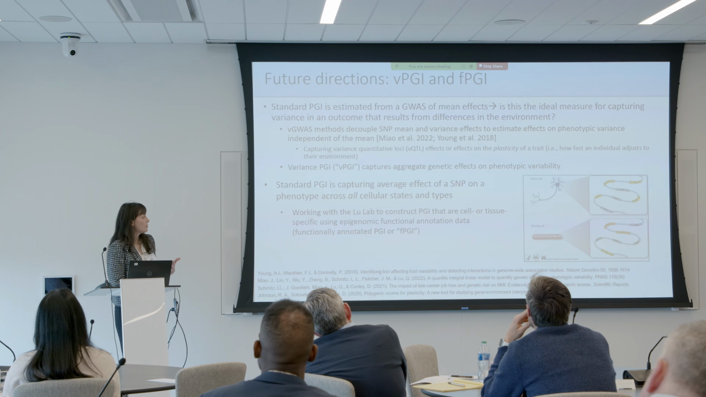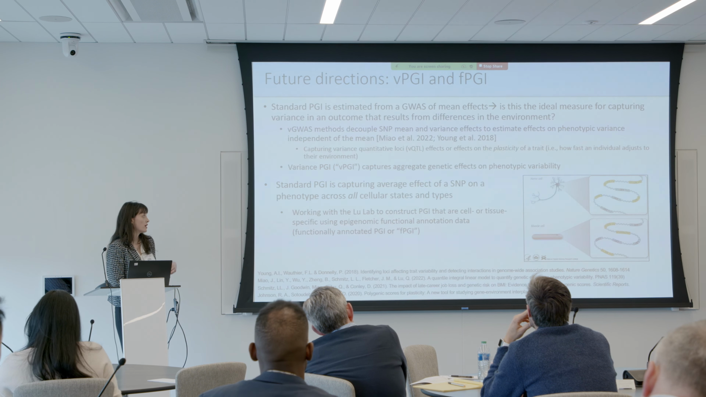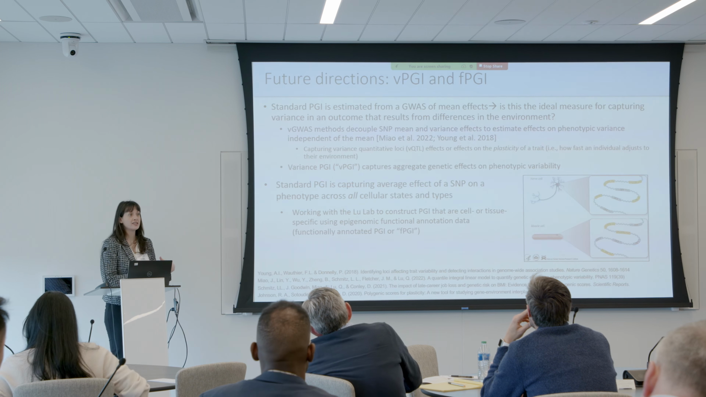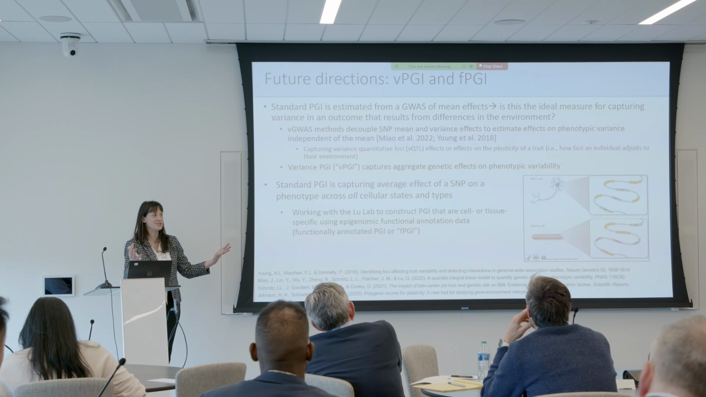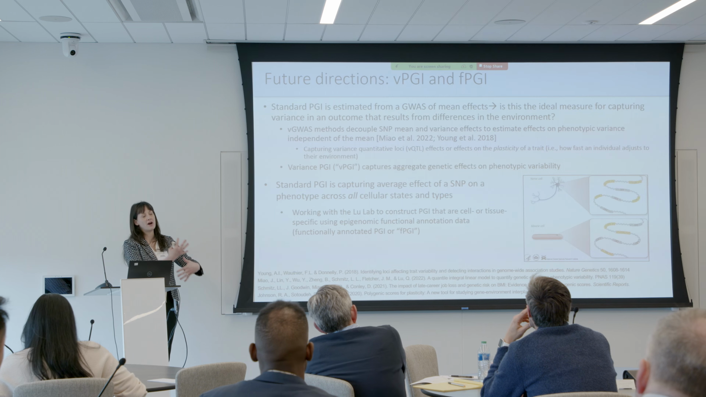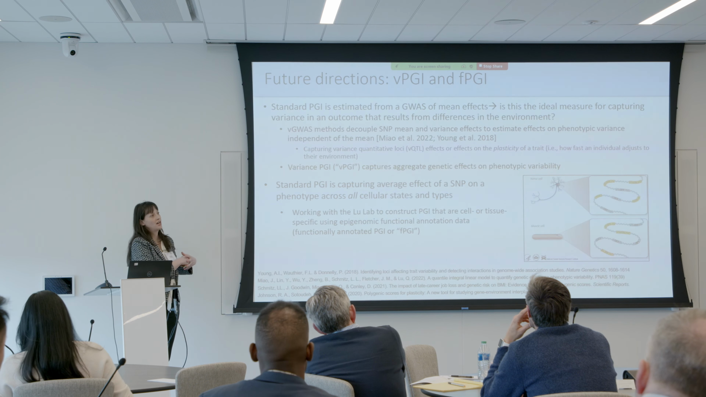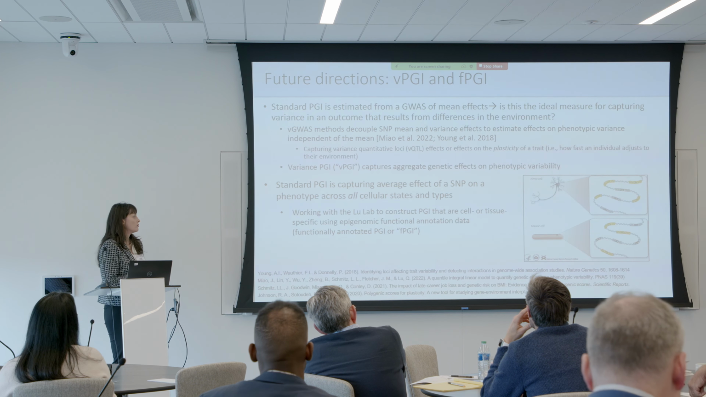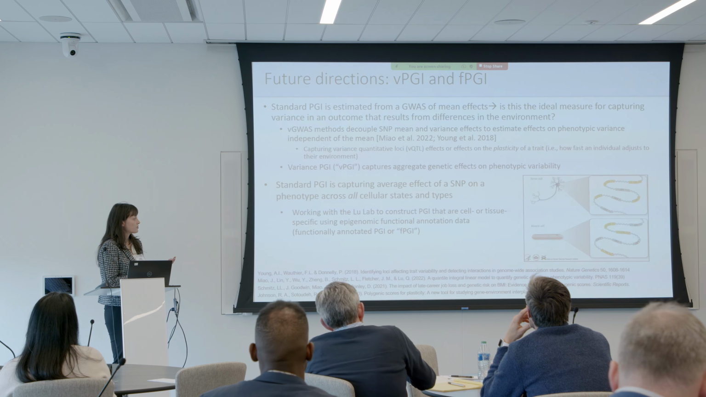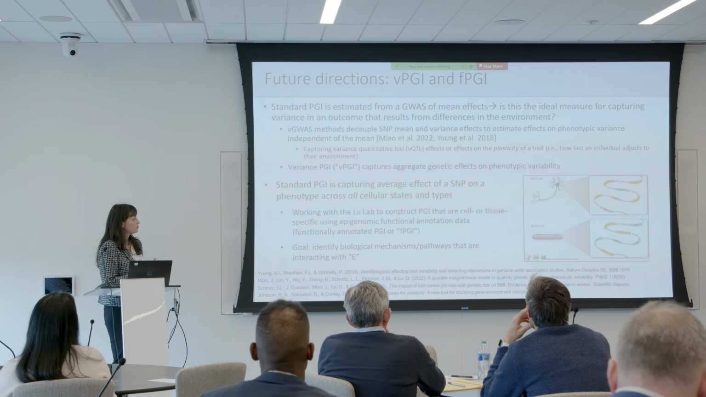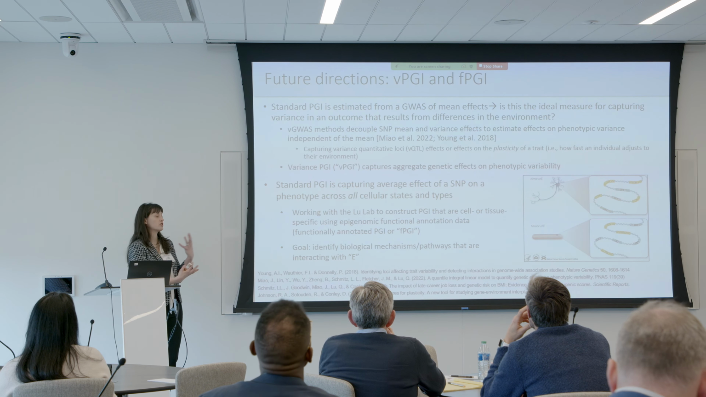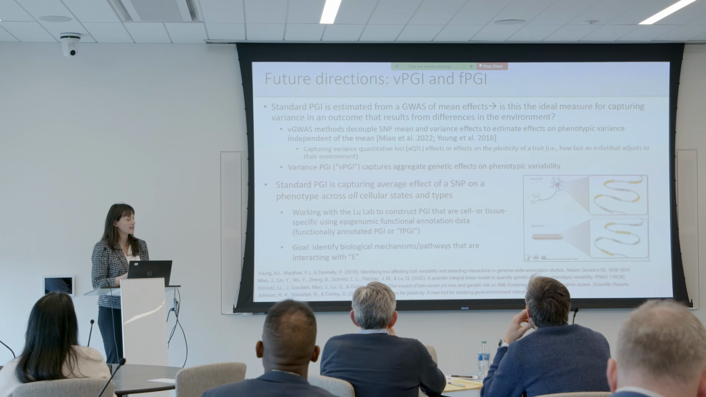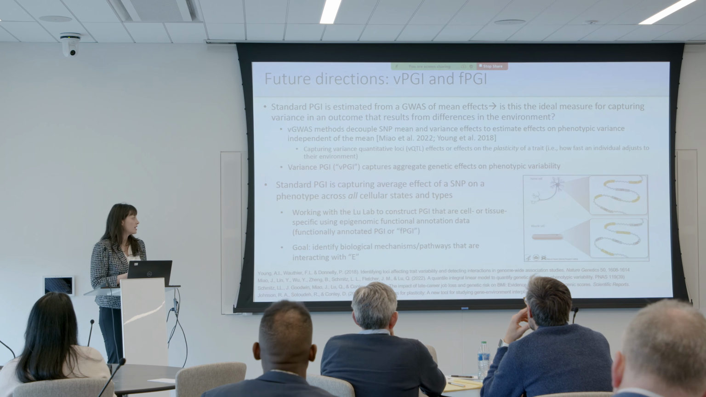So we're working with the Liu lab of Q again and Jiaqing to construct PGI that are cell or tissue type specific using functional annotation data. For a BMI PGS, you could construct over 200 different types of PGI to show how the BMI PGS is expressed in the liver versus adipose tissue versus the central nervous system or the brain. I think this is a really interesting future direction, in particular to help perhaps identify biological mechanisms or pathways that are interacting with the particular environment that you're looking at.